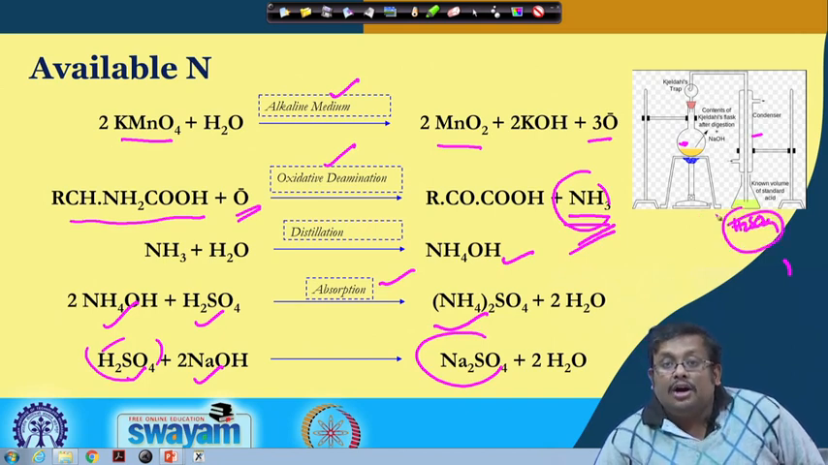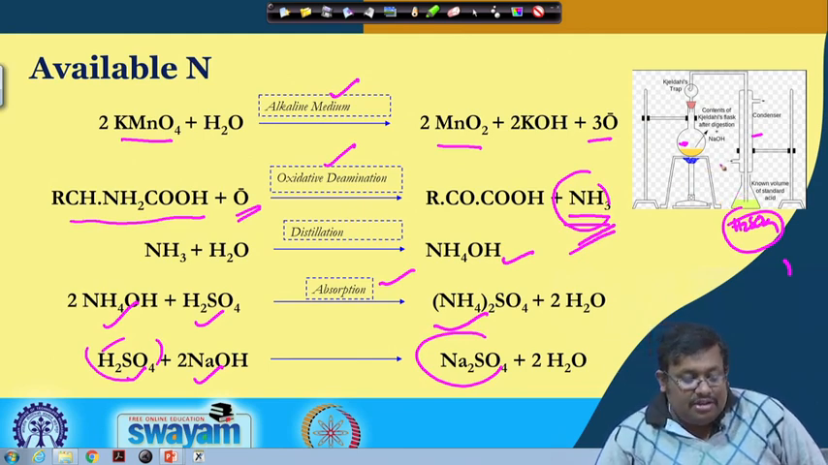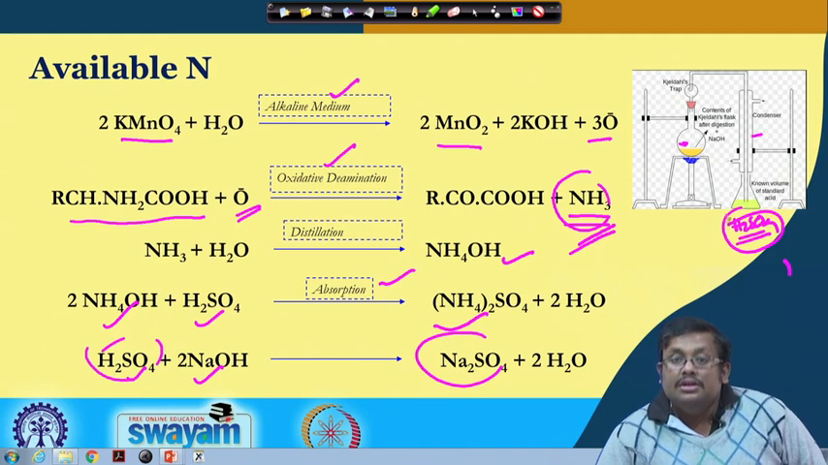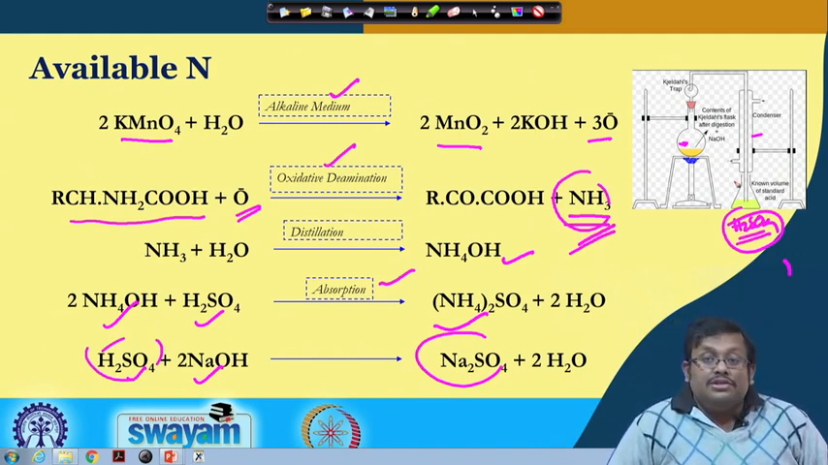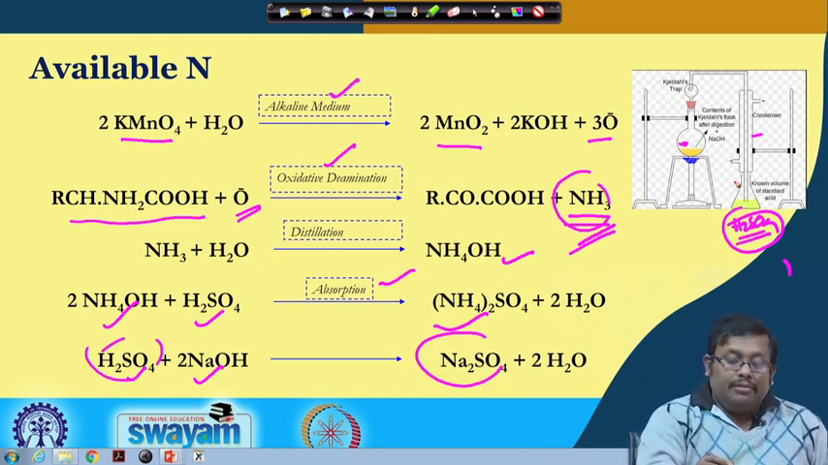So after we absorb and collect this ammonia which has been evolved from this oxidative deamination, some amount of H2SO4 will remain unused. We will calculate this unused amount by titration against a standard alkali, sodium hydroxide. So, this total process is also known as the Kjeldahl process.